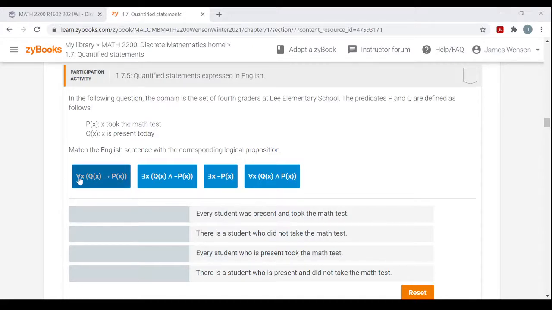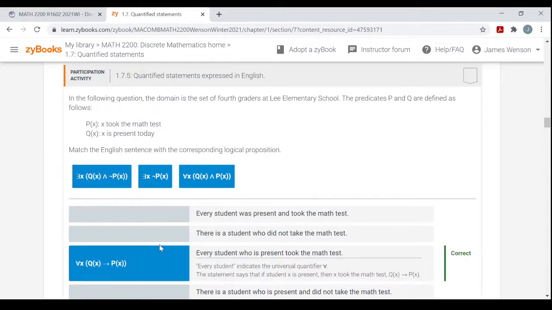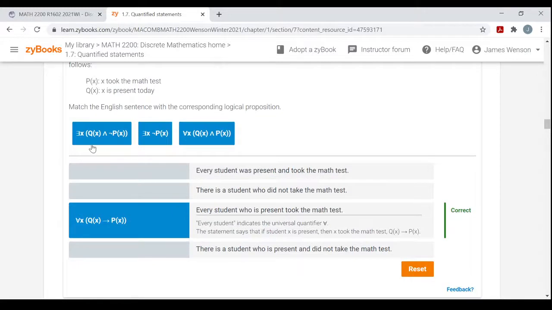For all X, that means for every 4th grader at this school, if they were present, then they took the test. So this is for every 4th grader, if they were present, then they took the test. So every student who is present took the test. That's the third one, right? So hopefully that makes sense, right? It's like for every student at the school, every 4th grader, if they were present, then they took the test. So everyone who was present took the test. Okay. This one.